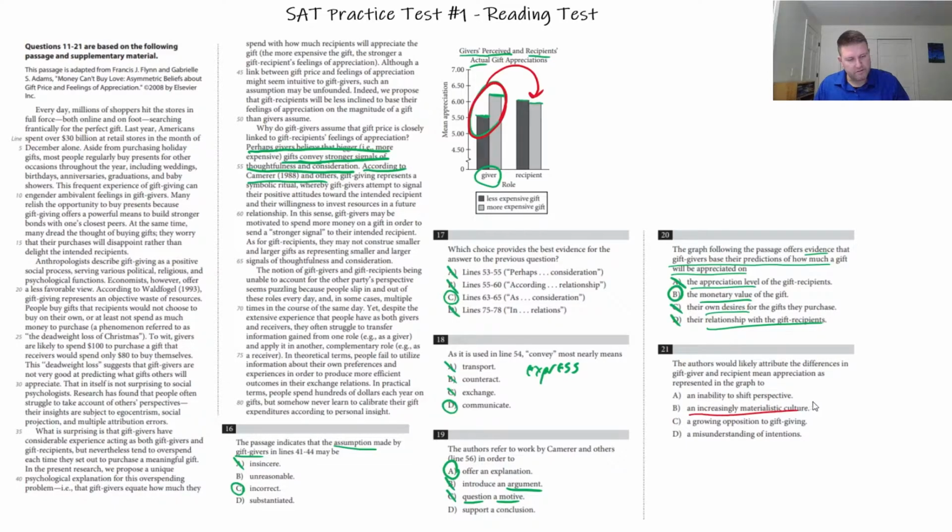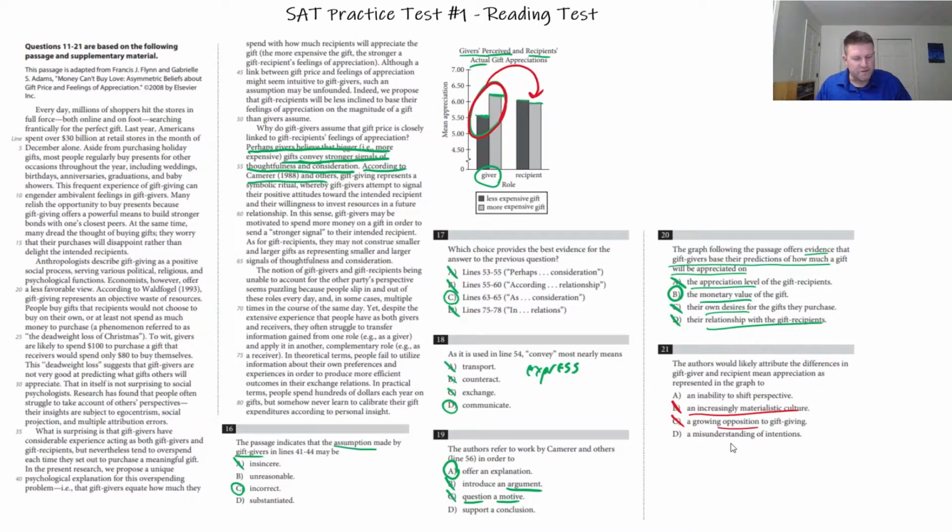An increasingly materialistic culture. No, that's a common sense trap because, yes, the culture could be materialistic with all this gift giving, gift receiving, and everything like that, but that's not what the authors are saying is the difference between these appreciation levels, so no. And then C, a growing opposition to gift giving. Opposition? No, that wasn't mentioned, okay.